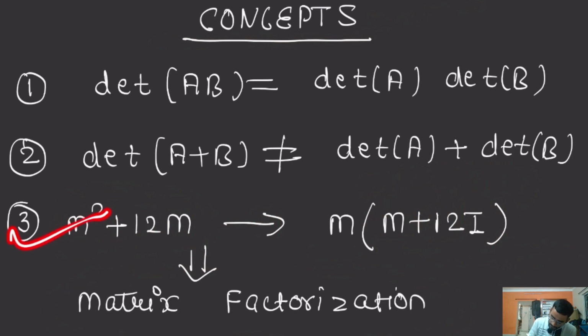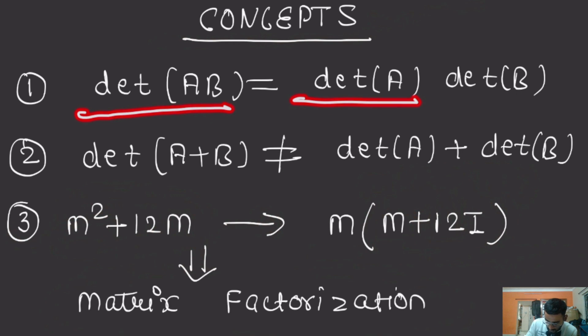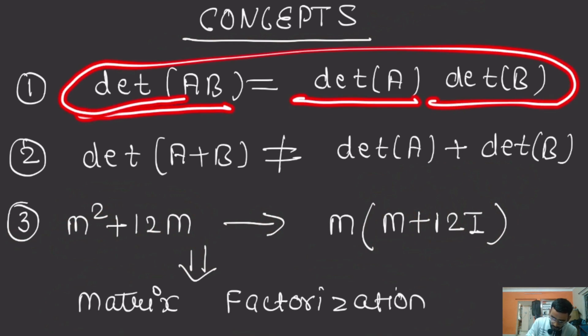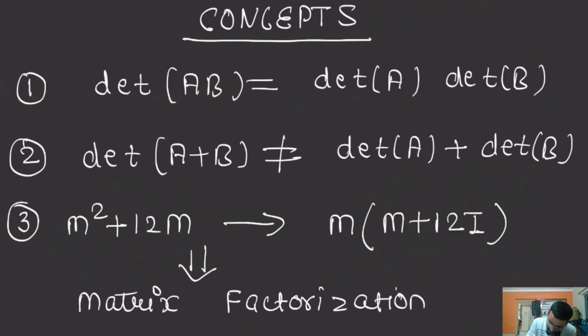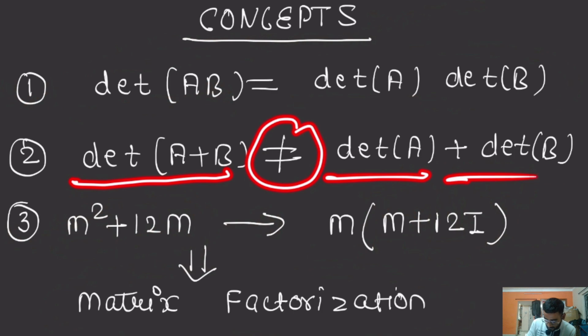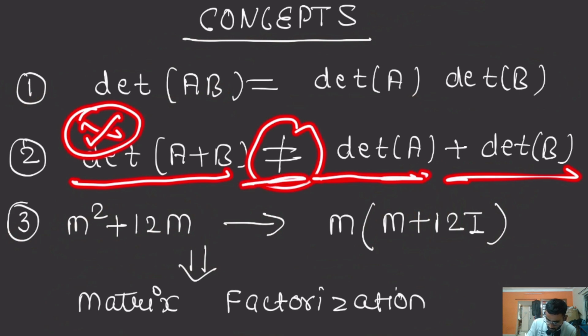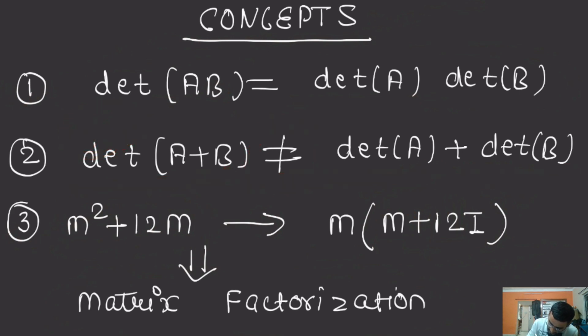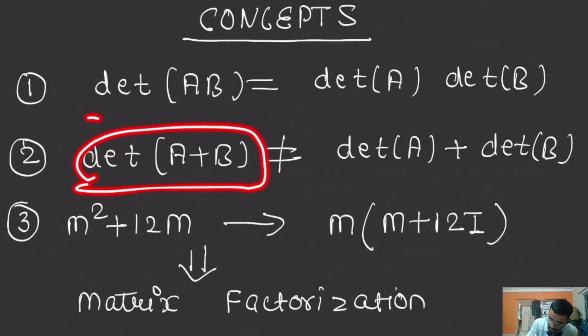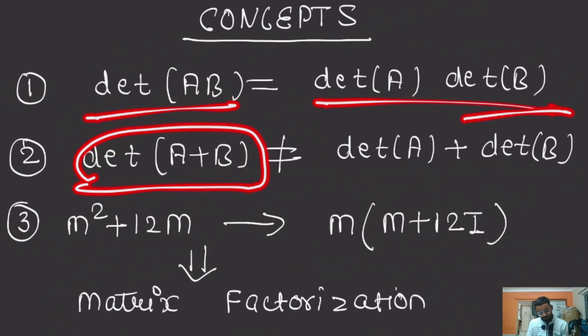Now the second one is that the determinant of A into B is equal to the determinant of A into the determinant of B. This is also an important part. And the determinant of A plus B is not equal to the determinant of A plus the determinant of B. This is also an important thing. This is not true in the case of addition, but it is true in the case of multiplication.